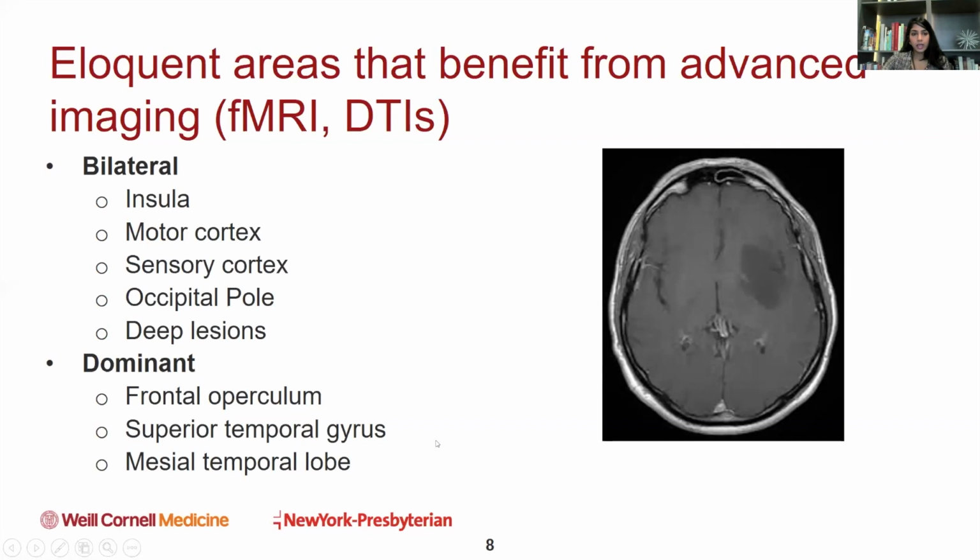So in the dominant side, like we talked about, the main areas, we talked about frontal lobe, that's where Broca's is, temporal lobe, that's where Wernicke's is, and then the mesial temporal lobe, that's the hippocampus that we talk about.